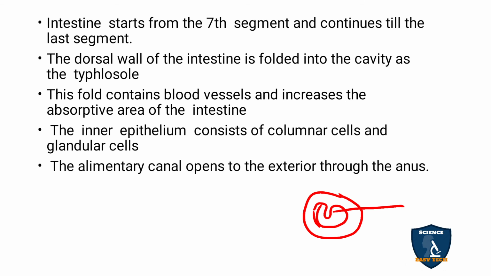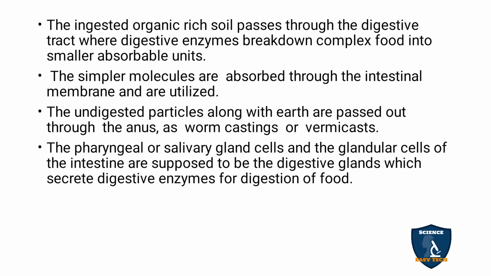So this is the digestive system of the earthworm, structurally. But now the function. The earthworm takes in food as soil. It is digested in the digestive tract with the help of digestive enzymes, which break the complex food into small absorbable units. These small units are absorbed in the intestinal membrane and utilized.